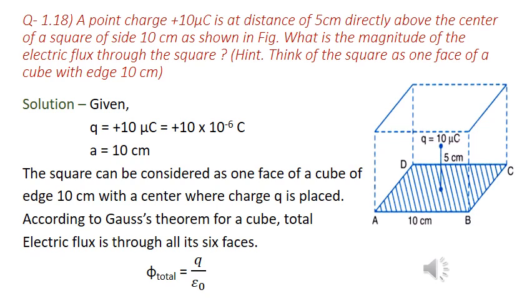In this question, it is given that a point charge of plus 10 microcoulomb is at a distance of 5 cm directly above the center of a square, and the side of the square is 10 cm, and we have to find out the magnitude of electric flux through that square. It is given in the question as a hint that we should consider that square as one face of a cube, and the cube has the side 10 cm.